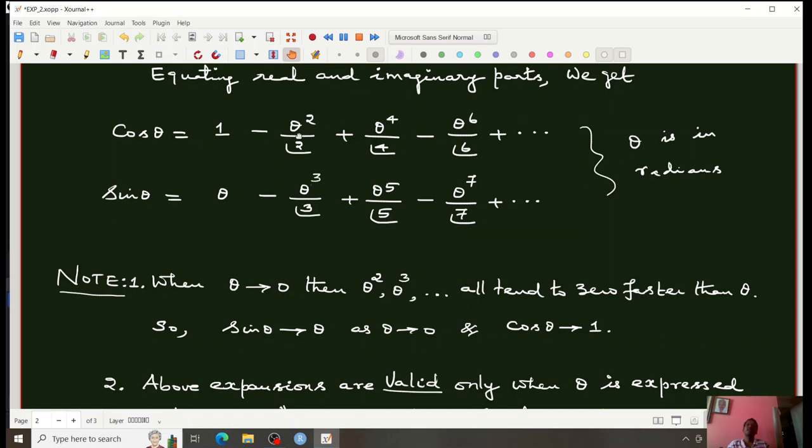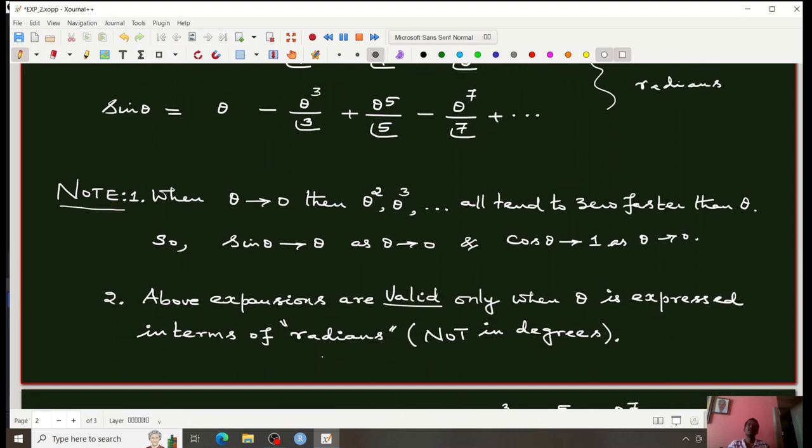Likewise, theta square, theta power 4, all will approach zero faster than theta. So cos theta becomes 1, as theta tends to 0. Okay, so this is an observation. And as we have said, the above expansions are all valid only when theta is expressed in terms of radians, not in degrees. Okay, not in degrees.